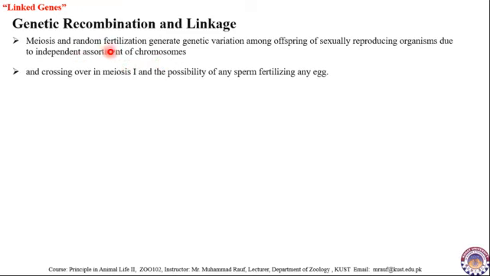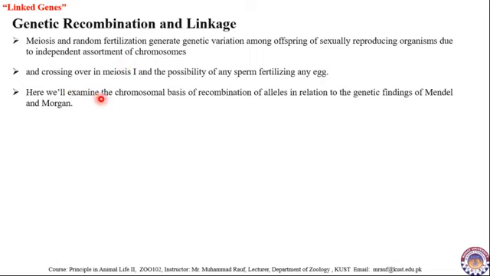So meiosis and random fertilization generate genetic variations among offsprings of sexually reproducing organisms due to independent assortment of chromosomes, and crossing over in meiosis 1 and the possibility of any sperm fertilizing any egg. So these are the various mechanisms which are related with sexual reproduction that results in genetic variability.